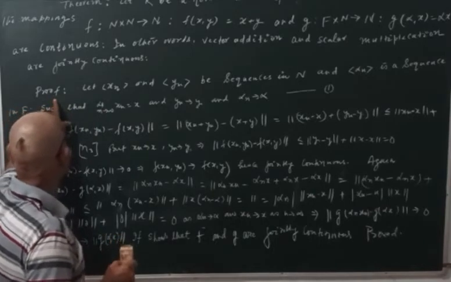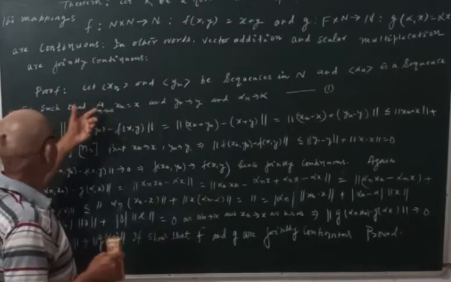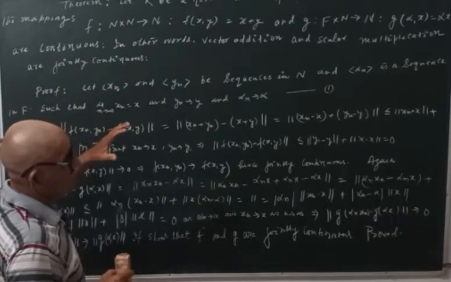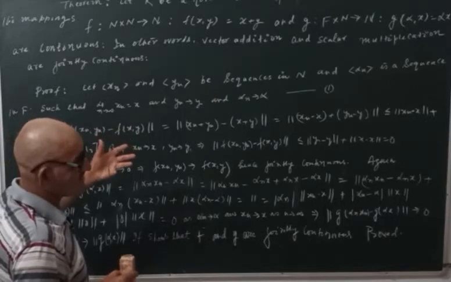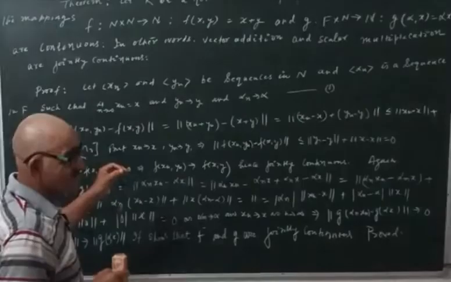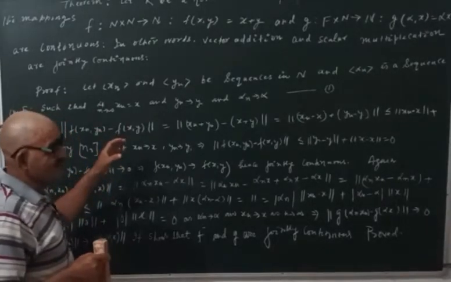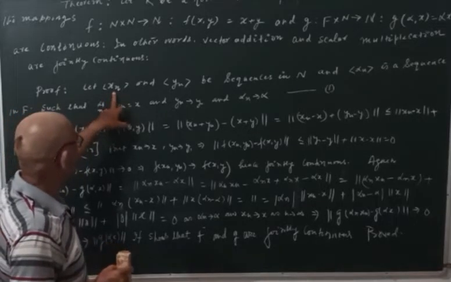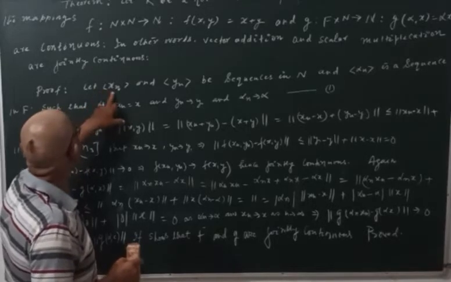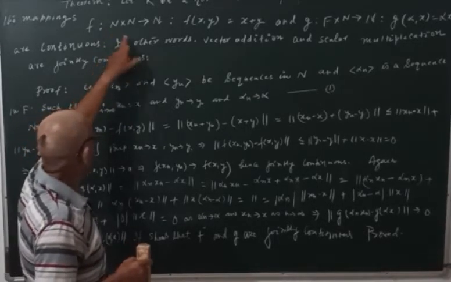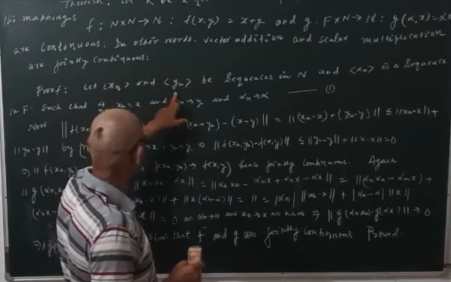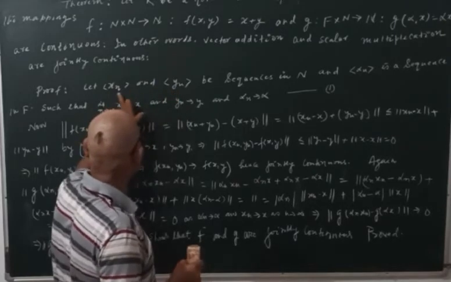Proof. Let, whenever we discuss continuity in a non-linear space, then we must take xn, yn, these elements. Why? In continuity, we take a sequence of numbers, sequence of vectors. Let xn be a sequence of vectors in n, and yn be a sequence of vectors in n. There are two sequences xn and yn.